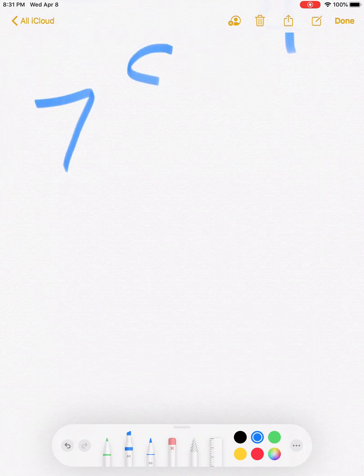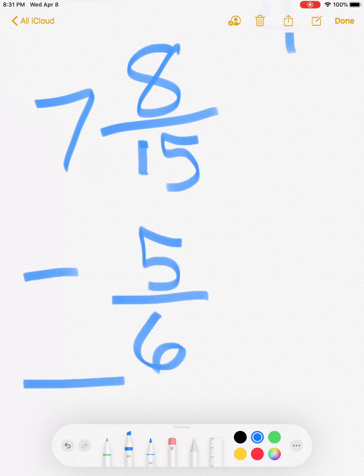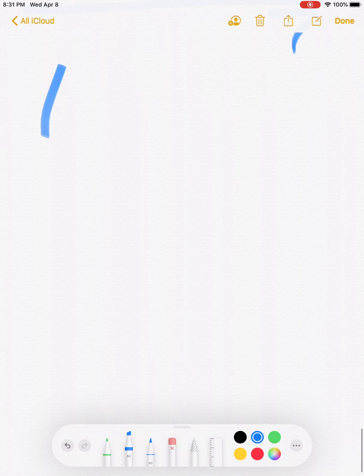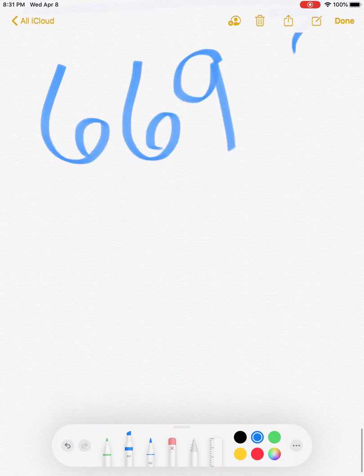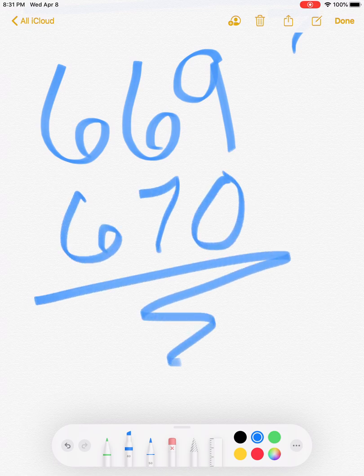Let's suppose you had a problem where it's a mixed number minus a fraction. Can you do it? Yes, you can estimate it, round it, and subtract it. 7 8/15 would go to 8. 5/6 would go to 1. 8 minus 1 is 7. So work on page 669 and 670. Take your time, think about it.